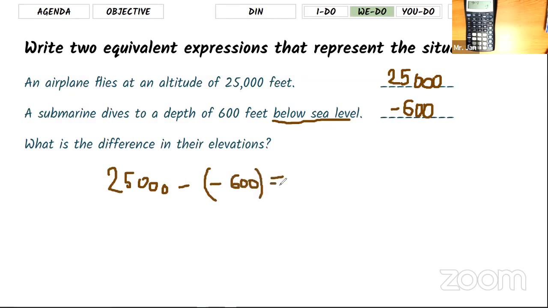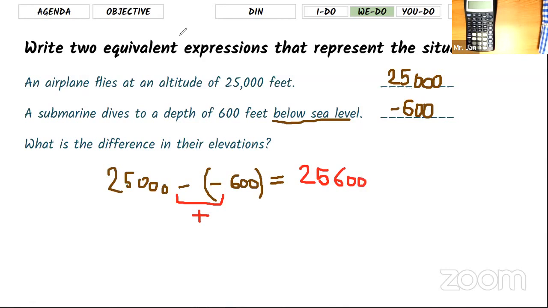And what do you think the elevation difference would be between these two different objects? 25,000. Because there are two negative signs, it becomes positive. So you need to add these two numbers. So it becomes 25,600.